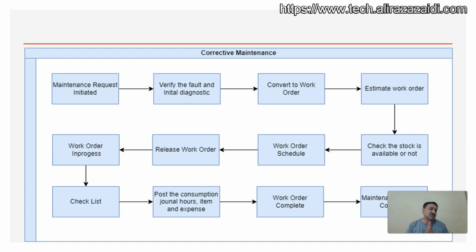Against the estimation, you can schedule a work order, dispatch a work order, or release a work order, and the status changes to in progress. The technician starts working on it. He can update the checklist to confirm that these tasks or steps were performed on the asset maintenance and verifications. Then he can post the items, hours and expenses against that maintenance and complete the work order. So I'm going for a use case.